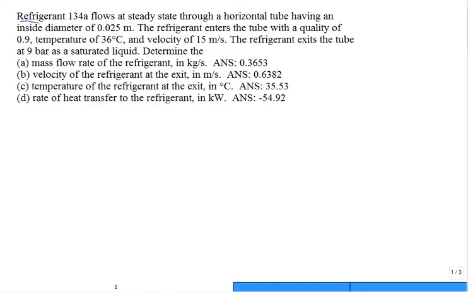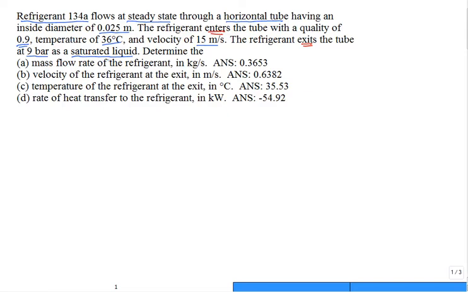So we have refrigerant 134a flowing at steady state through a horizontal tube having an inside diameter of 0.025 meters. The refrigerant enters the tube with a quality of 90% and a temperature of 36 degrees C and a velocity of 15 meters per second. That's how it enters. It exits the tube at a pressure of 9 bar as saturated liquid.